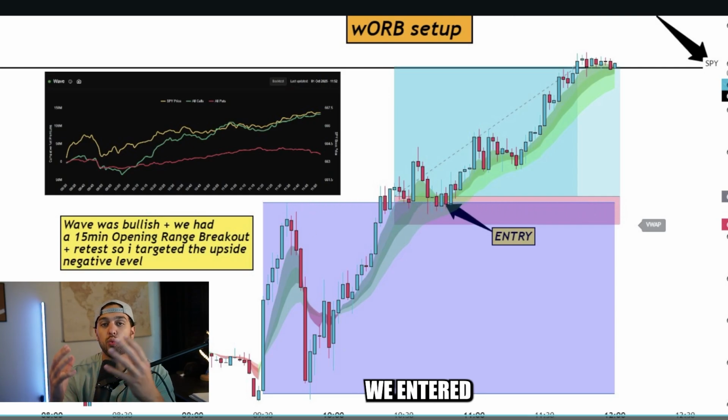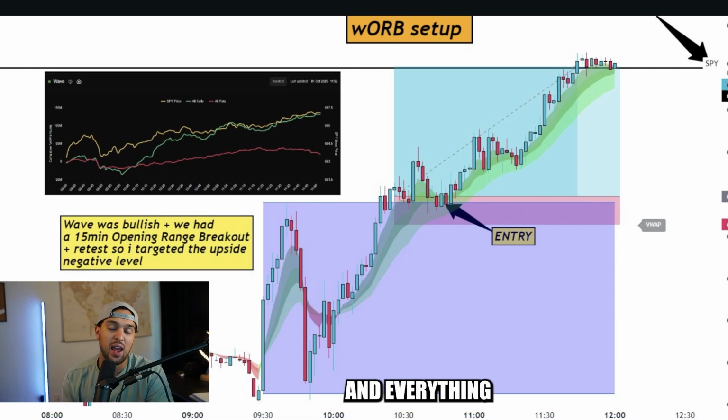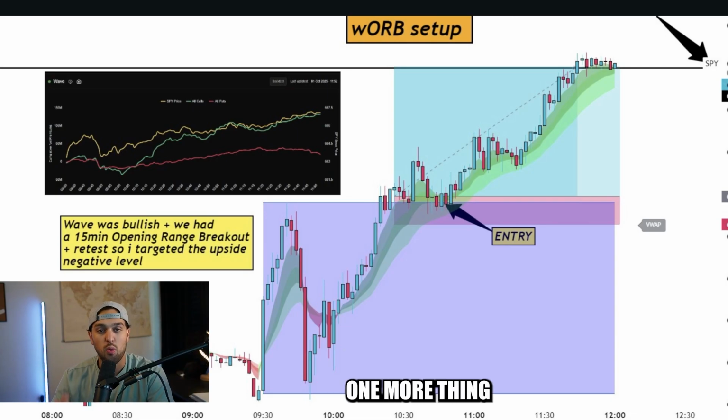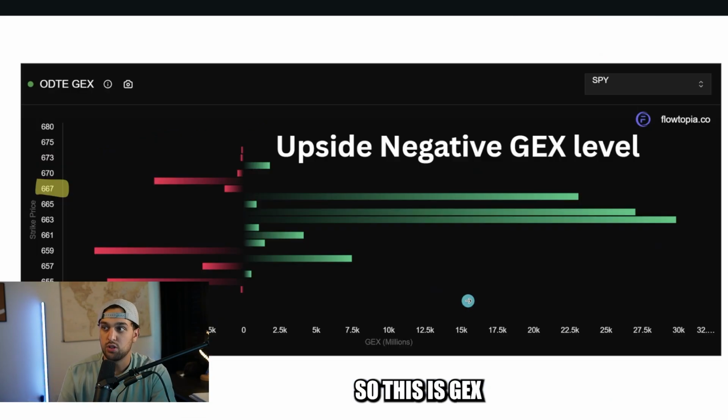So after we entered longs and everything aligns, the W orb is aligning perfectly. We have wave bullish, really bullish. We're breaking out of the 15-minute opening range to the upside. Now there's one more thing that can give us a confluence. It's called GEX. So this is GEX.